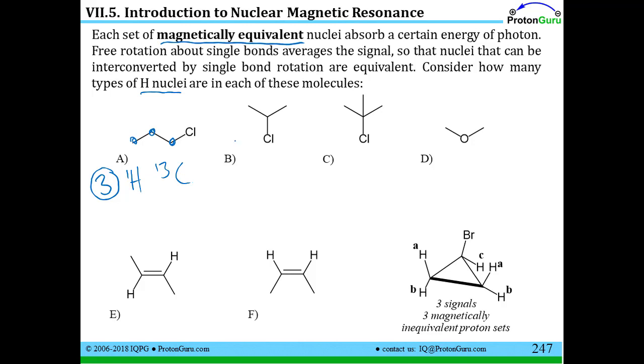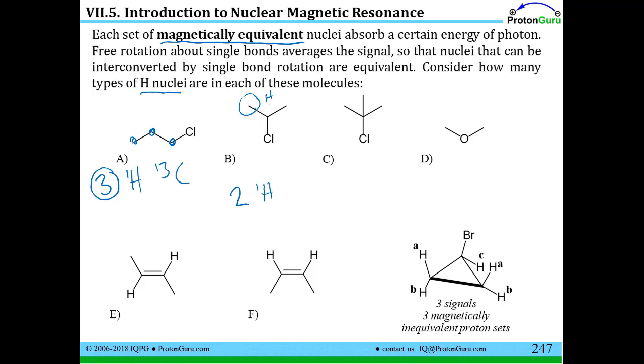Now, if you look at compound B, this isopropyl chloride, though, you see that there's symmetry in this molecule, which means that this CH3 and this CH3 are chemically and magnetically equivalent to each other. So all six of the H's on those two CH3 groups would give us one signal in the proton NMR spectrum. And then the H that's unique, sort of sitting on that symmetry axis, would give us a second signal. So we would see two peaks in the proton NMR spectrum.